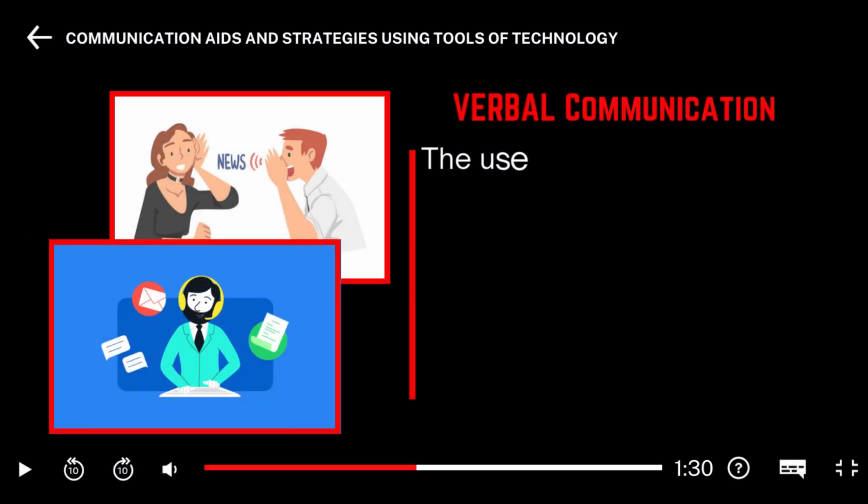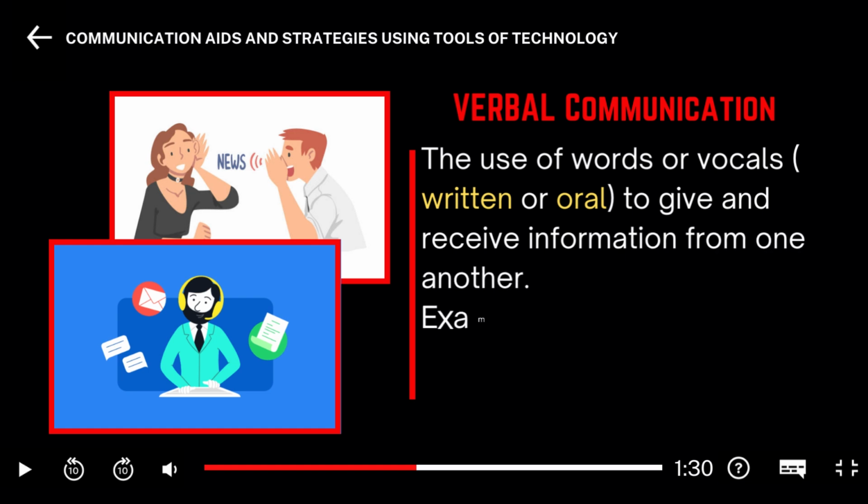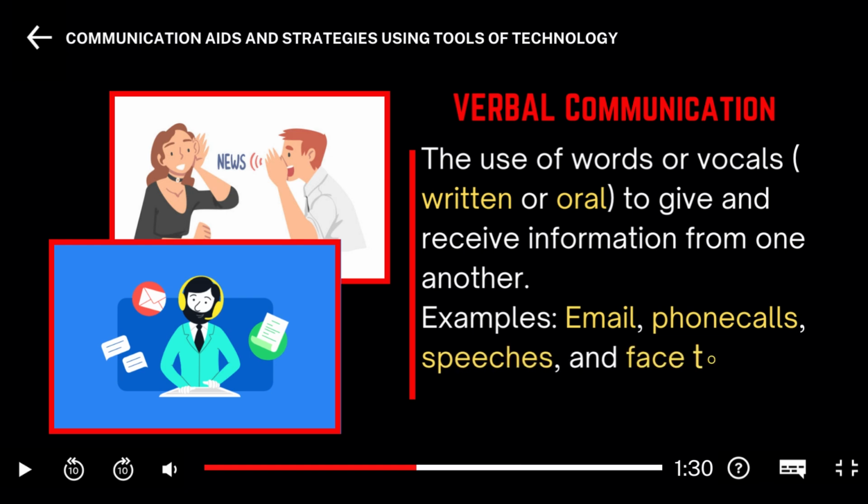So let me tell you what is verbal communication. When we say verbal communication, it is the use of words or vocals, written or oral, to give and receive information from one another. Some examples are the email, phone calls, speeches, and face-to-face conversation.